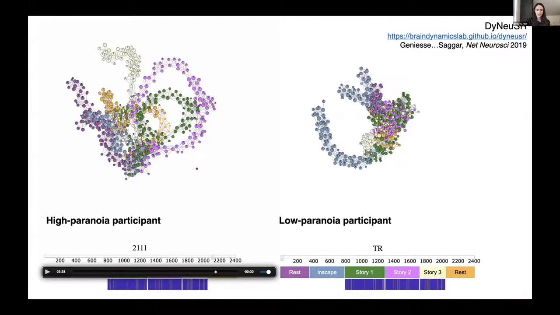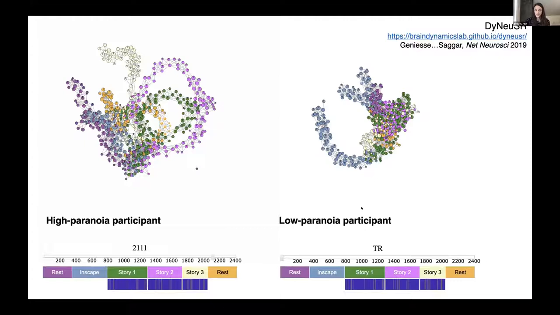So where they are in their graph at rest is different before and after they listen to the story. We can qualitatively, at least for the moment, contrast that with this low paranoia participant over here on the right. You can see just by looking that this person's graph is much more clustered. Their biggest excursion comes not during the story itself, but during the abstract visual stimulation that they also underwent.